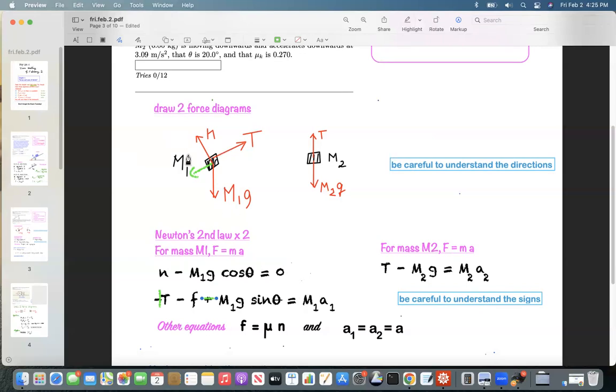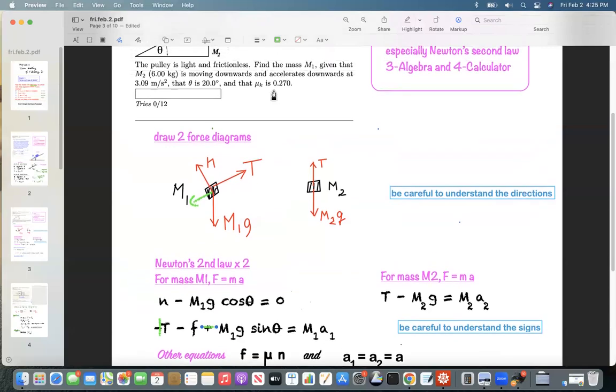That'll give me M1A1. And you have to be careful to understand the signs. I'm not sure I've got all these signs right. Now I have some other equations. This is a case of kinetic friction. So the frictional force is mu times the normal force. And mu, the coefficient of friction, is given up here.